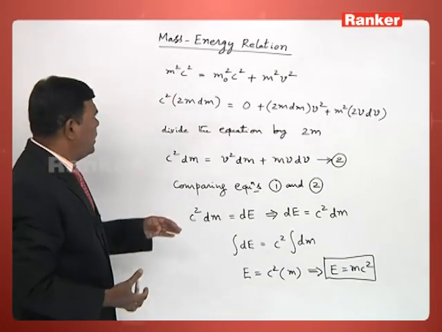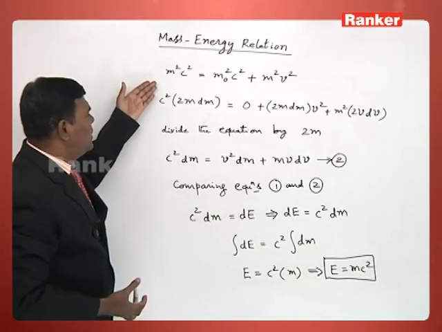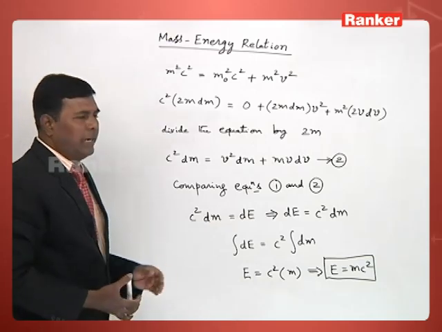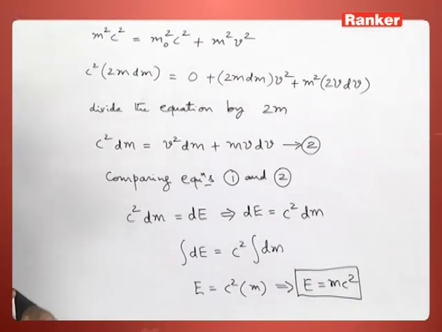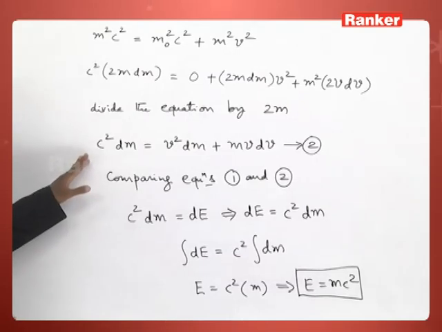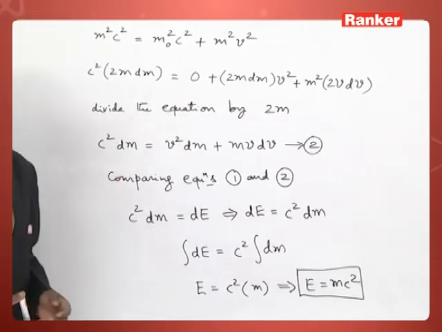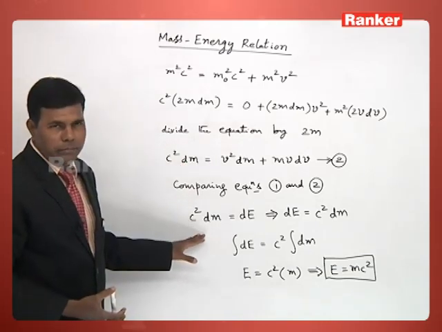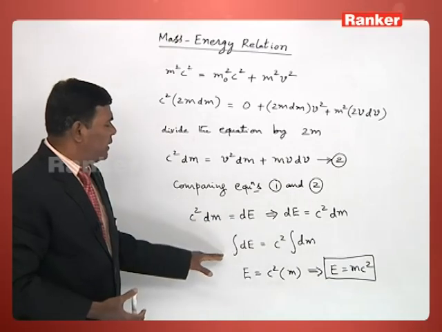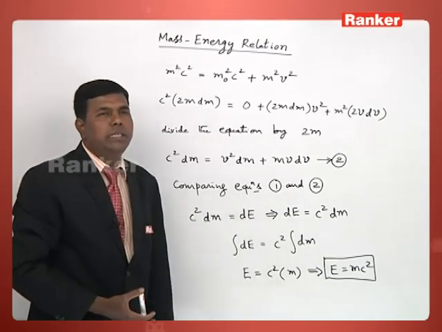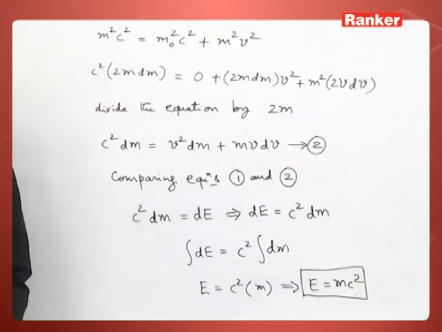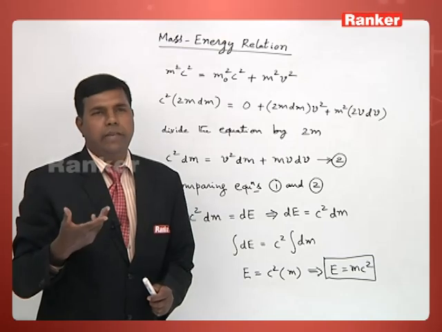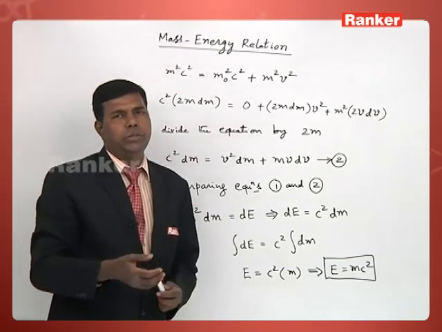So here what we have done is we have taken the previous expression and then differentiated on both sides. You got this equation, and then we have divided it by 2m. We got this expression, and we have an earlier expression of equation 1. We compared both the equations, and from that we got this one. On integrating both sides of the expression, we got the final expression E is equal to mc². So this equation tells you that mass is another form of energy. Mass can also be converted into energy.